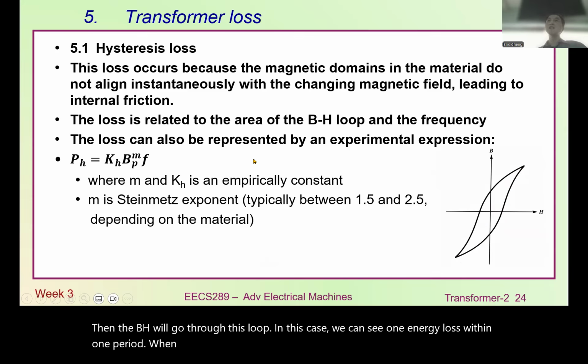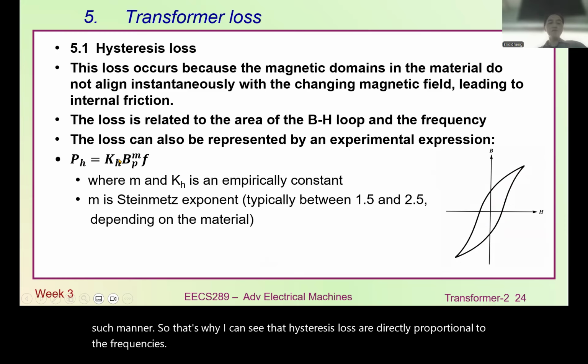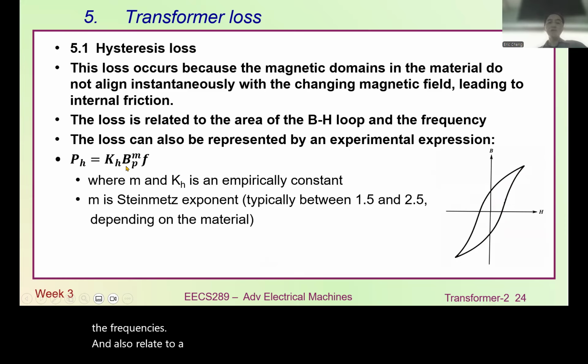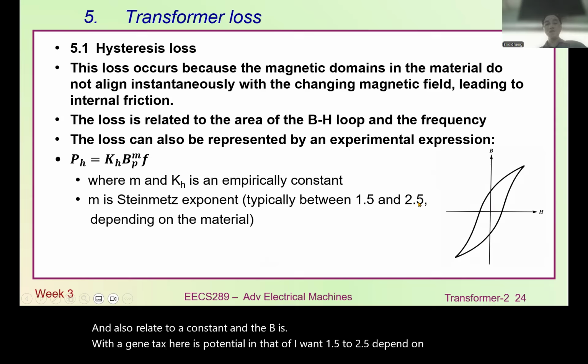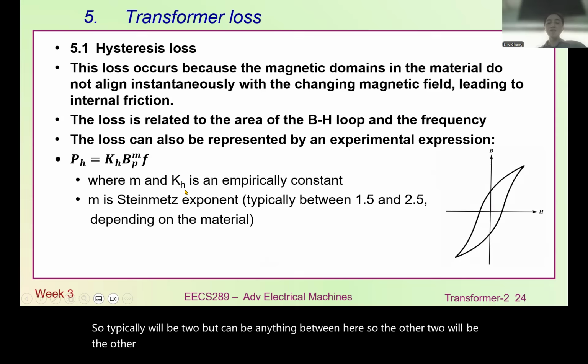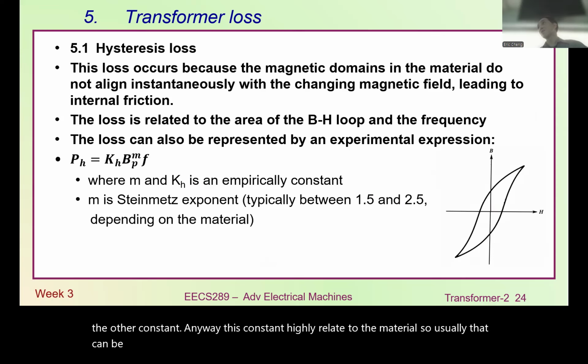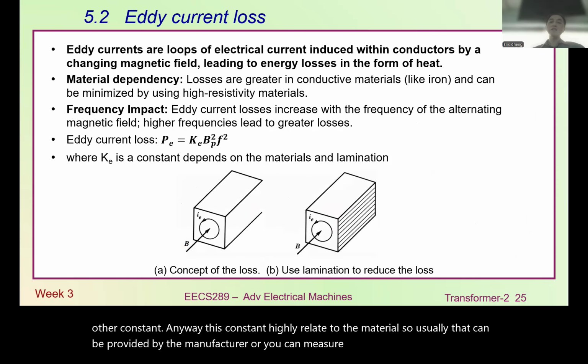When the frequency gets higher, the loss just increases proportionally. So that's why the hysteresis loss is directly proportional to the frequency, and also related to a constant. And B has an exponential index of around 1.5 to 2.5, depending on the material. Typically it will be 2, but can be anything in between. The other constants highly relate to the material, so usually they can be provided by the manufacturer or you can measure them. Another loss is eddy current loss.